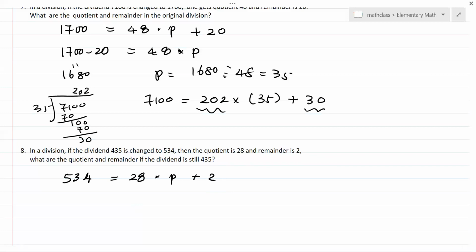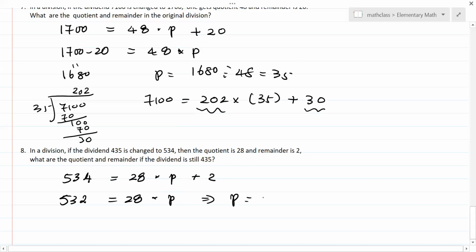If you see something like that, how do you figure out P? You have to move 2 to the left-hand side. So you get 532, which is going to be 28 times P. Then you have to divide 532 by 28. It's going to be 19. So P is 19. So you find out the divisor first. That's a two-step problem.